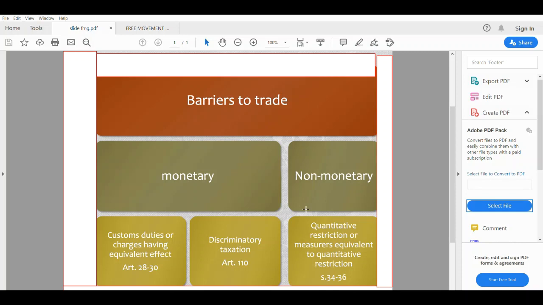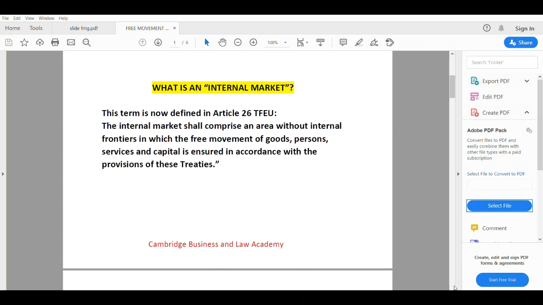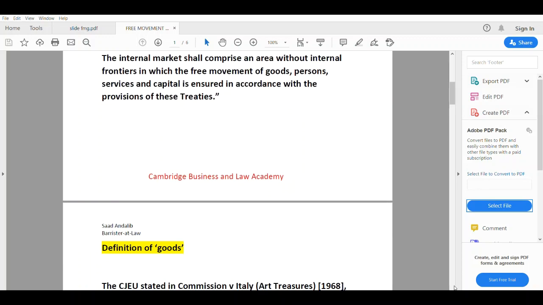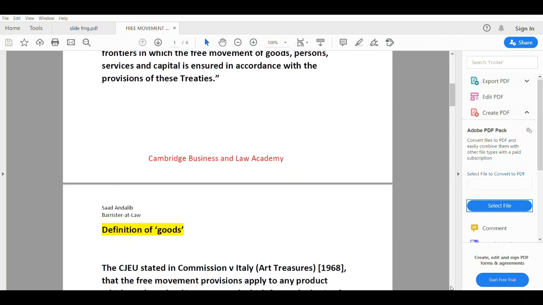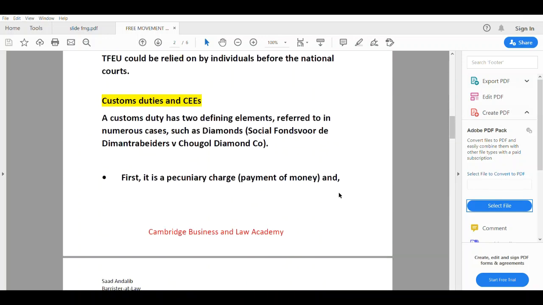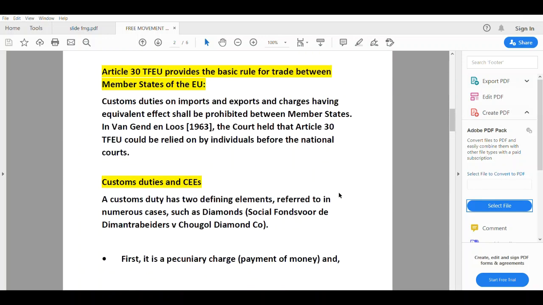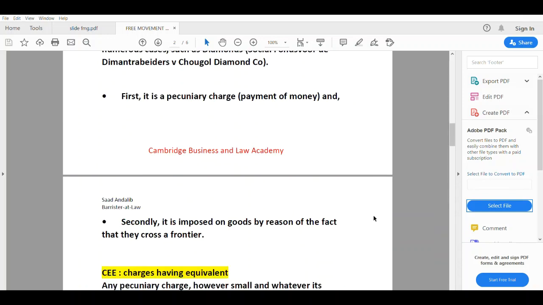Firstly, we will consider the monetary barriers to trade, and the monetary barriers to trade are prohibited by Article 30 of the TFEU and as well by Article 110 of the TFEU, as we have already suggested. Article 30 prohibits customs duties on imports and exports and charges having equivalent effect between the member states. And according to the case of Diamonds, a customs duty has 2 defining elements. Firstly, it is a pecuniary charge, and secondly, it is imposed on the good by reason of the fact that it crossed a frontier.